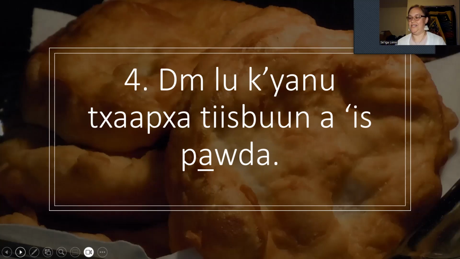We hoiks. This is southern fry bread. Yeah, we're 48 style. I haven't tried this one yet. I only use an Athabascan recipe, so I'm gonna have to try this one. So putting in 4 teaspoons of baking powder, dimlu kianu tapcha teaspoon ish powder.